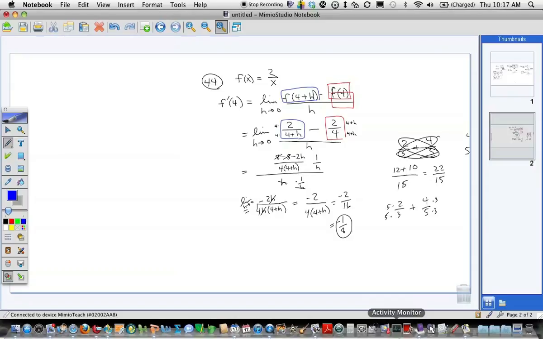And if you look at the graph of 2 over x, keep in mind that's what we're doing here. Don't forget the big picture. The big picture of this is we've got this graph 2 over x, which looks like this, and we're finding the slope at 4, which would be out here. It better come out negative. Okay? And it did. Came out negative 1/8.